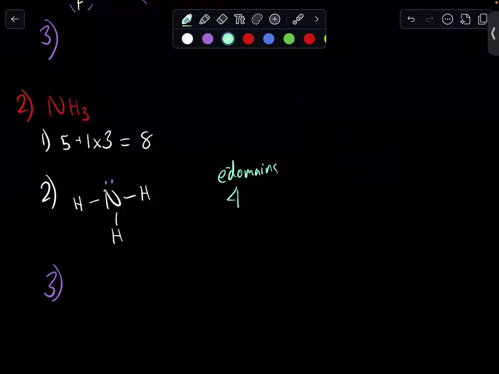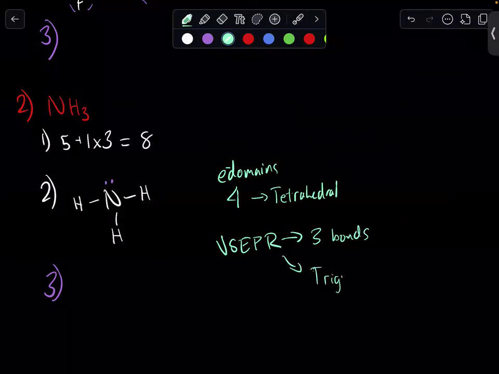So I have 4 domains. That's tetrahedral. For VSEPR, even though I have 4 domains, I only have 3 bonds, which I know is going to be, therefore, trigonal pyramidal.